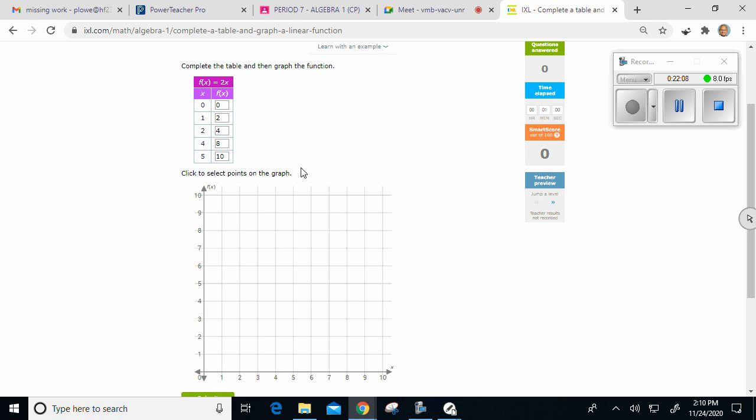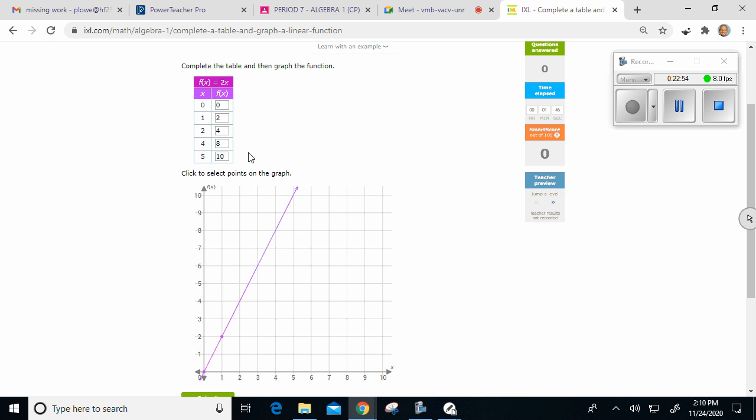Now you're going to plot the points. So, 0, 0, notice that the little finger pointer comes on the graph. Go to 0, 0, click a point. It put a point on the graph for you. The next point would be 1, comma 2. Go to the right 1, go up 2. As soon as you put the second point on the graph, it'll draw the line for you. You can pick whichever 2 points you want, but as soon as you put the second point on the graph, it'll draw the line for you.